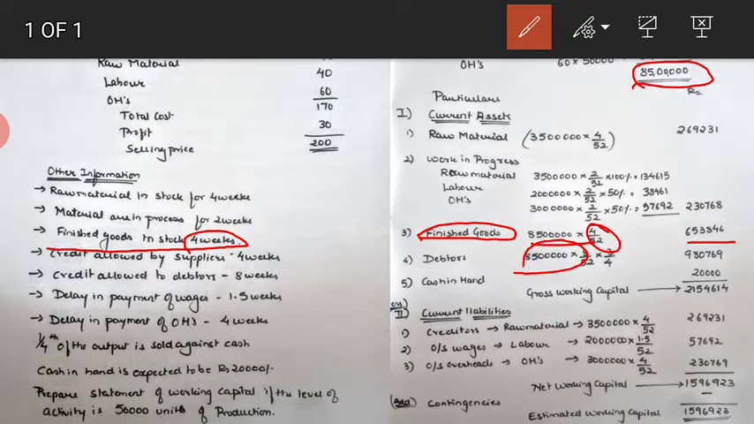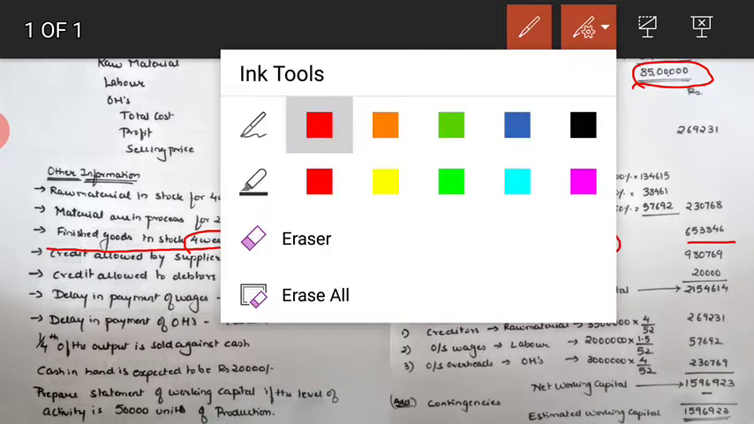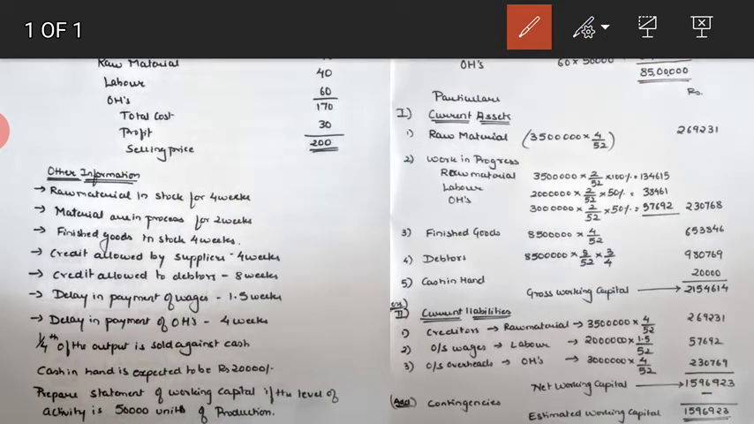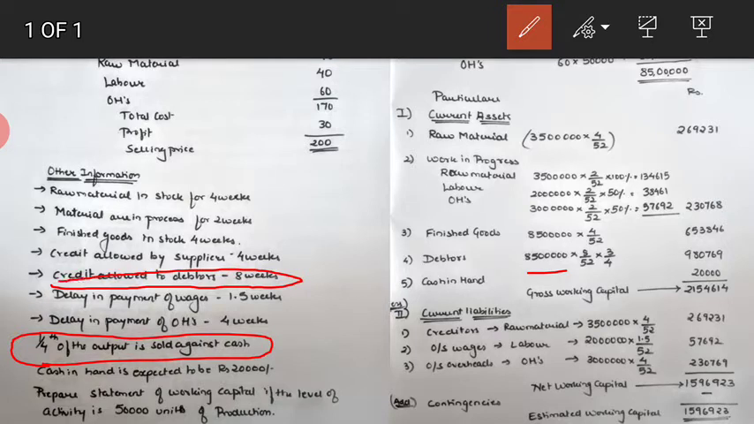Debtors also we have to consider the total cost, but here the question is how much of the total cost? Should we take 100% of the total cost or a part of the total cost? Now that depends on this particular statement. Okay, so debtors is 85 lakhs into, credit allowed to debtors is 8 weeks. So into 8 divided by 52 into, this is very important, 3 by 4.